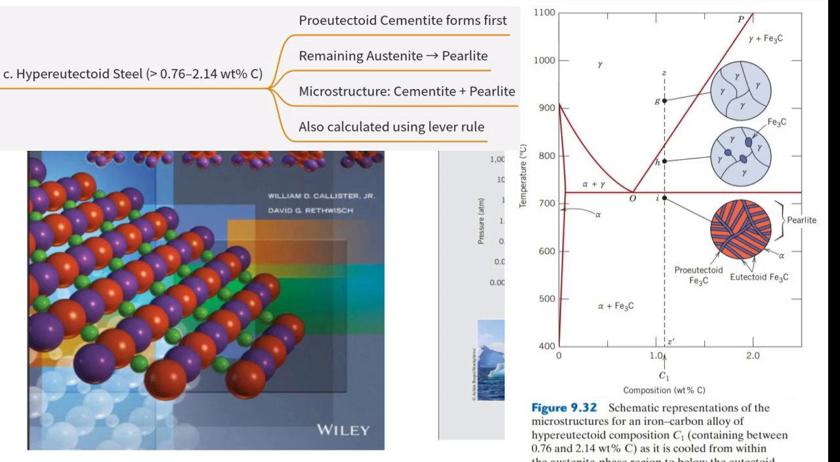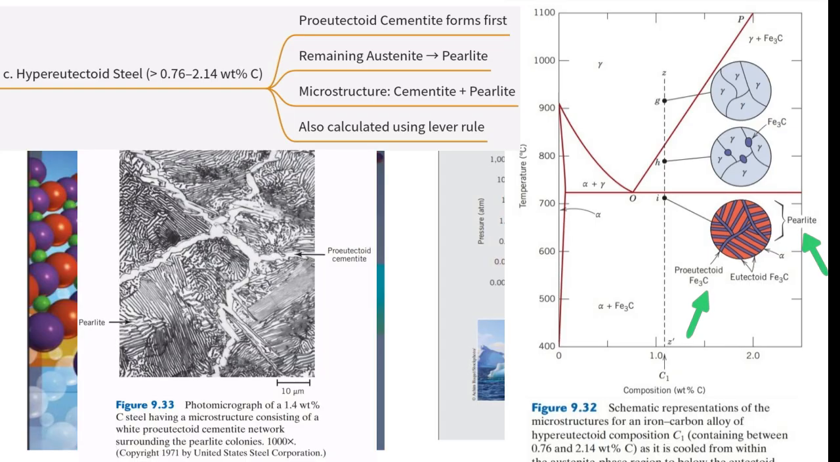Precisely. And then, at 727 °C, all of that remaining austenite, now at the eutectoid composition, does what? Transforms into pearlite. And the proeutectoid cementite that formed earlier just remains part of the final structure. Okay, so for hypereutectoid alloys, slowly cooled, the final microstructure is a mixture of proeutectoid cementite and colonies of pearlite, like in Figure 9.33.